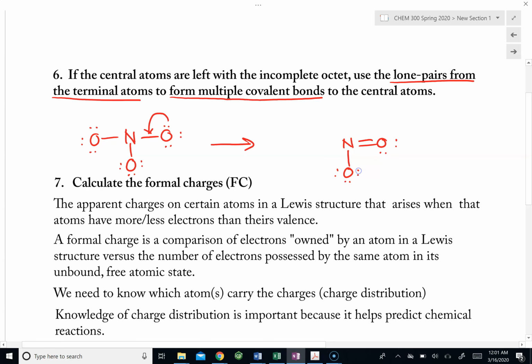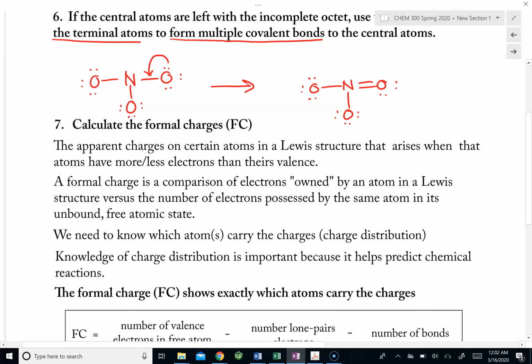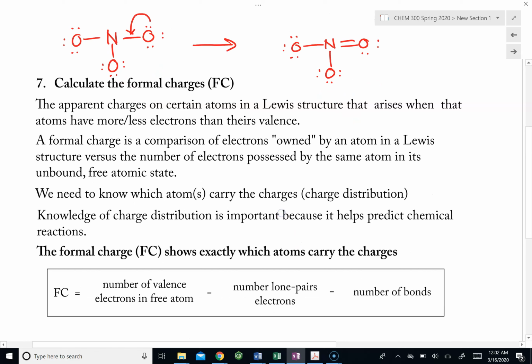Now, remember, all of the lone pairs, all of the dots, are very, very logical, and they're not random at all. Make sure we follow our dots of electrons. So that's what we have so far. And step 7 is to calculate the formal charge.